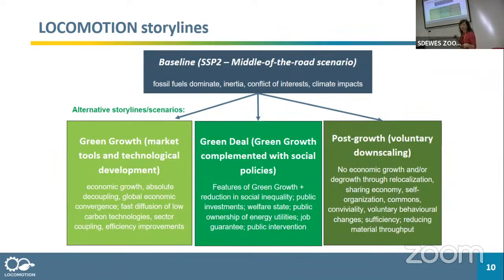Alternative storylines, or as we call them, policy actions, along the green growth line will be based on market tools and technological development. Actually, it will be based on economic growth and absolute decoupling. We mentioned that it would be the overall goal driving this storyline. We also understand global economic convergence under this storyline and fast diffusion of low carbon technologies all around the world.